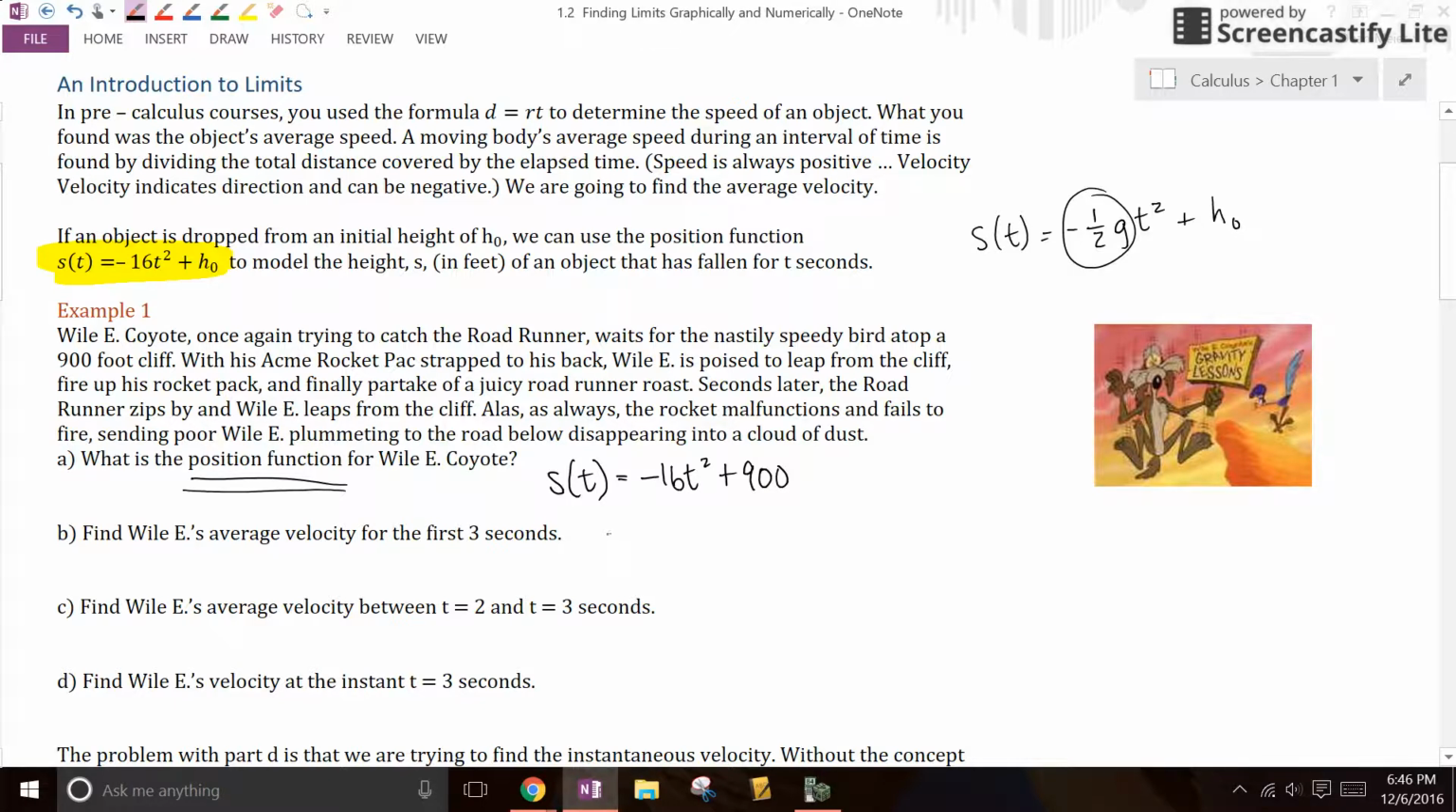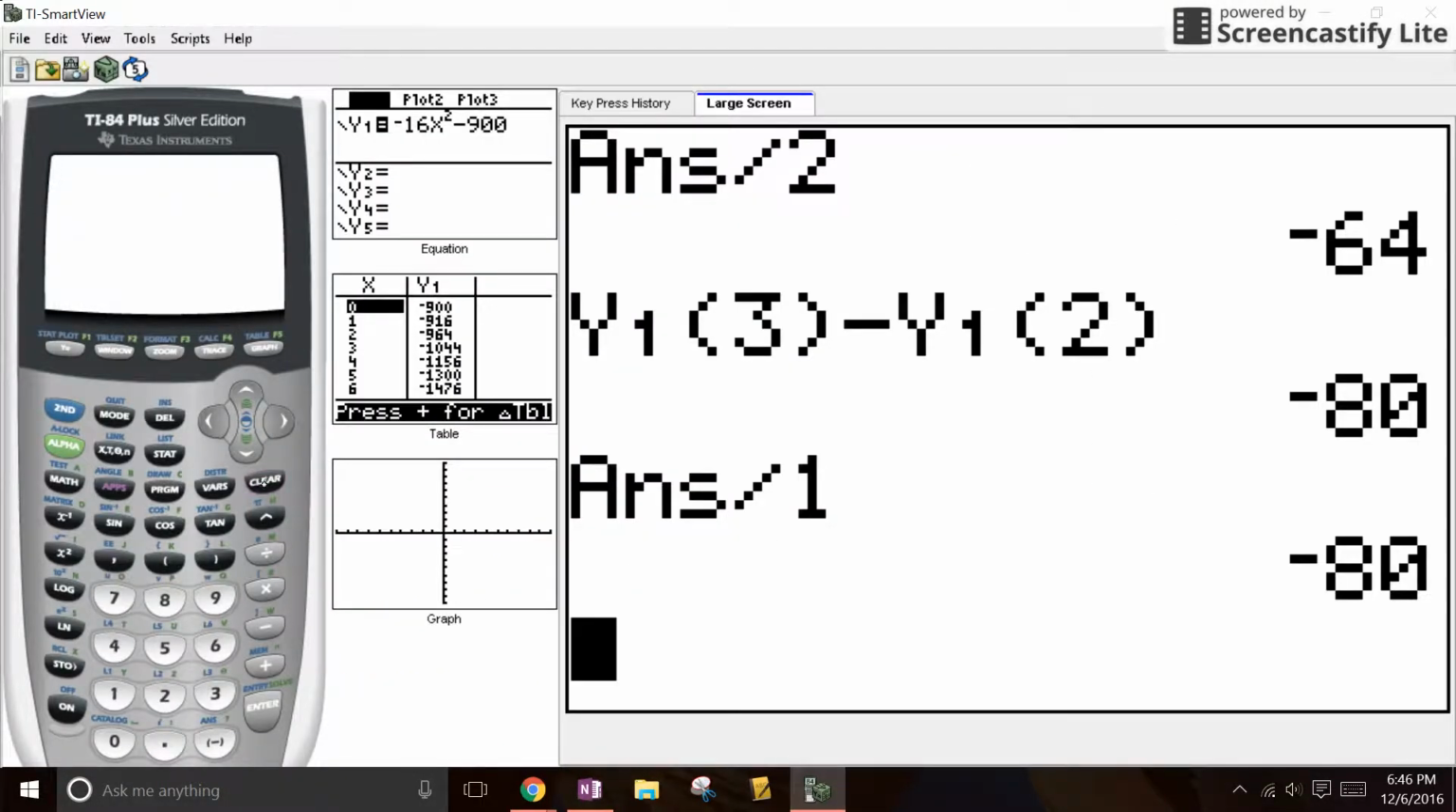So what do we have to do for this? We have to take the height at 3 seconds minus the height at 0 seconds, divided by 3 minus 0, because that's the seconds. That should give us the feet, right? The top would be in feet and the bottom would be in seconds. That will give us the average velocity of Wile E. Coyote falling.